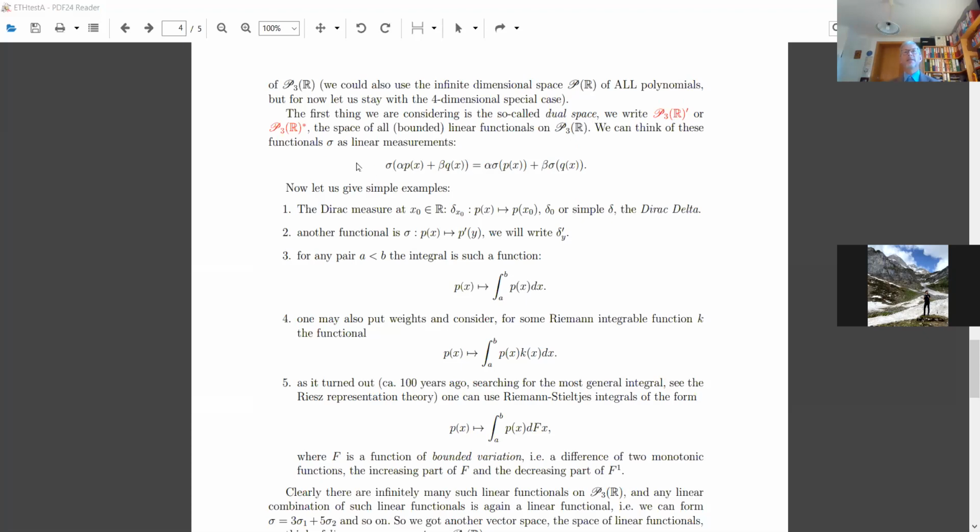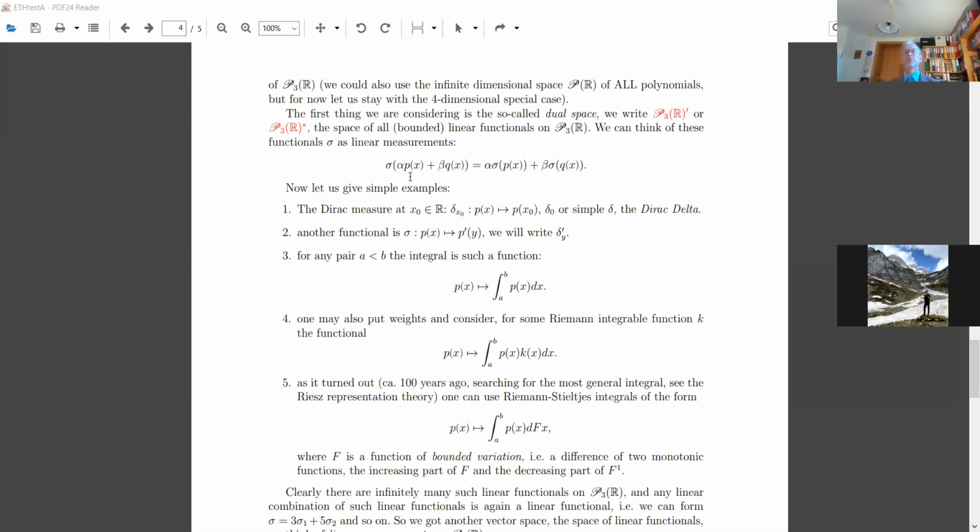So now the next line is a kind of a mixture of engineering terminology where I still write p of x. Soon I will leave out the x. So I'm saying a linear functional sigma is a mapping which assigns to each polynomial some number in the real or complex domain, depending on what we are using, so that, in the basic idea, any linear combination of two or more such polynomials will give you a number which is the same linear combination of the values.